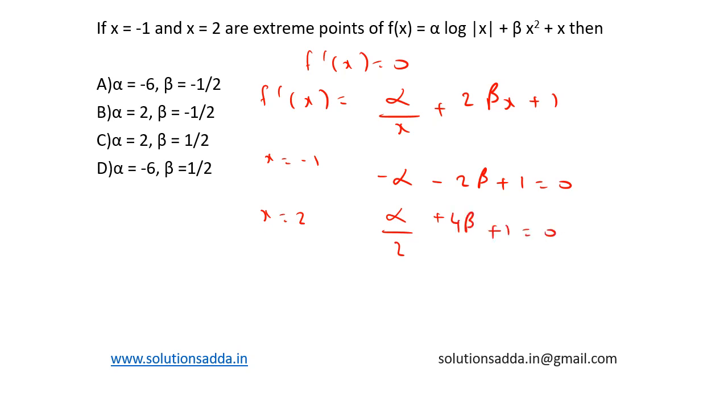Now solving these two equations, that is 1 and 2, we will get alpha equal to 2 and beta equal to -1 by 2. And the correct answer is option B, alpha equal to 2 and beta equal to -1 by 2. This is the correct answer.